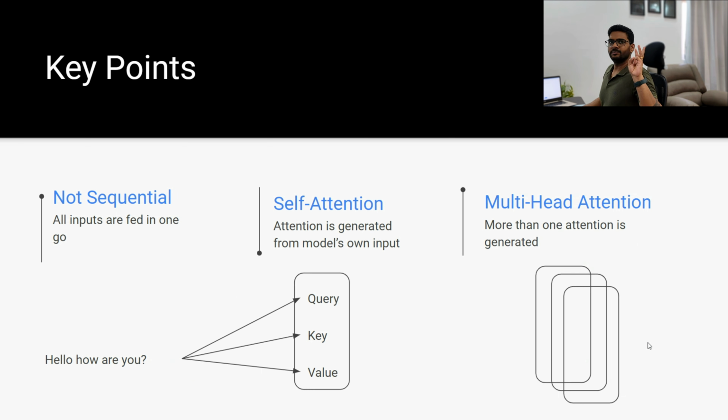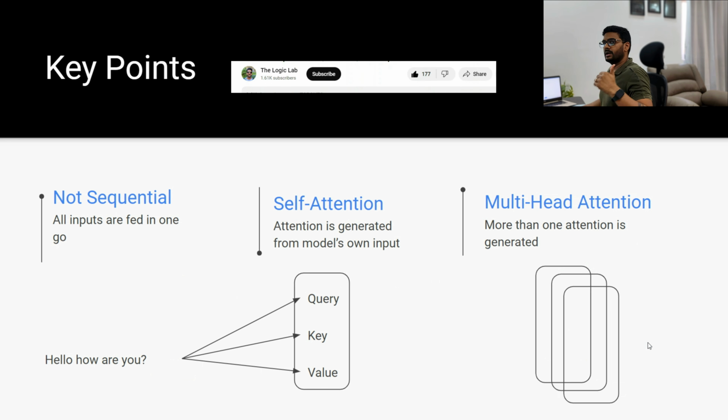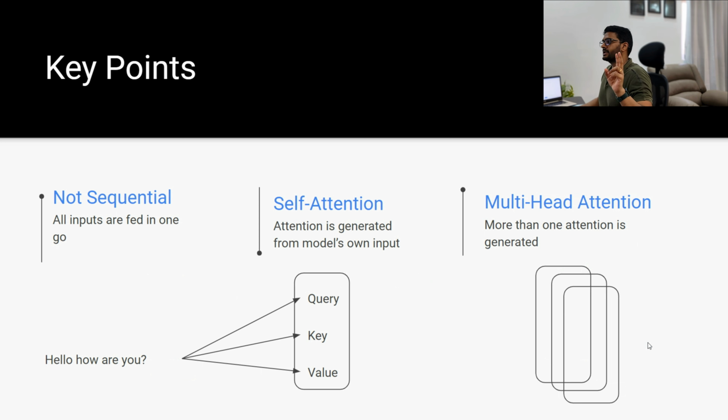Here are the three key points that we need to understand about transformer architecture. Number one is, it's not sequential. You're not giving one input at a time. We give all the inputs in one go, right? Number two is, it creates self-attention. It creates three different variables: query, value, and key. We will see what this means in a moment. And then it creates multi-head attentions that basically encodes and decodes what this sentence means.